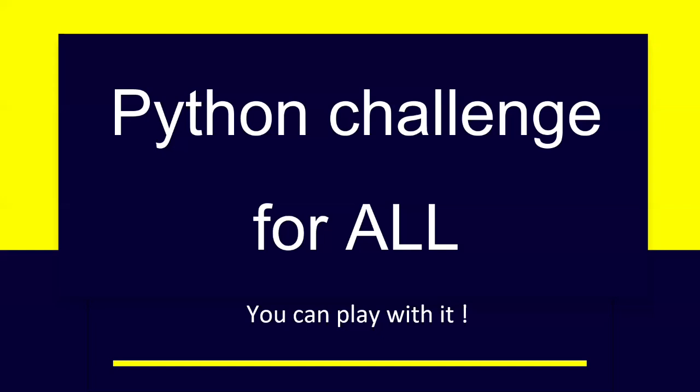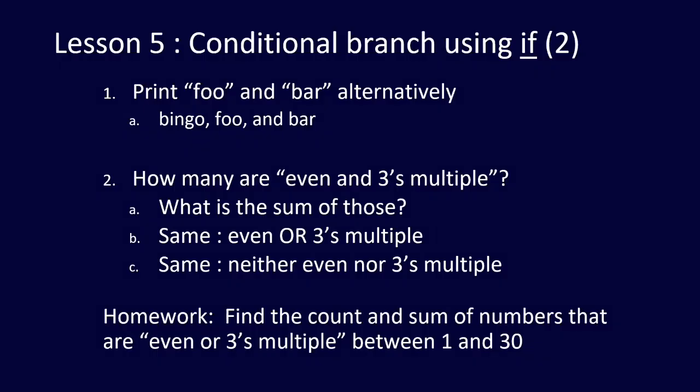Okay, let's see where we were last time. The last time was lesson 5. We learned more about conditional branches using if statements, and how to deal with multiple conditions such as A and B, or A or B. I think you are now familiar with it. So, homework: find the count and sum of numbers that are even or multiples of 3 between 1 and 30.